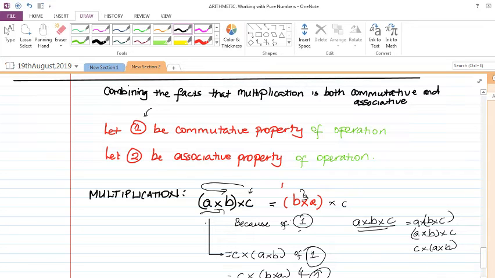A by B by C is A by B by C, or A times B first then C, or C by A by B, or C by B by A, and so on and so on. Multiplication, being commutative, allows us to interchange all kinds of things in a term. Okay?